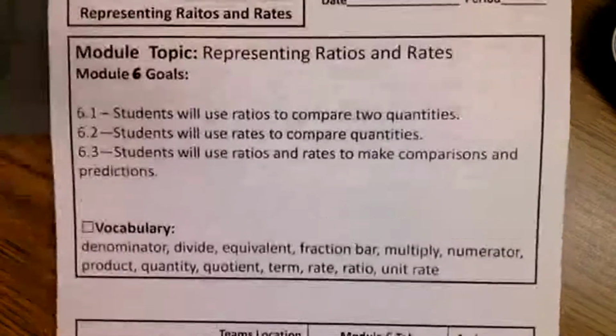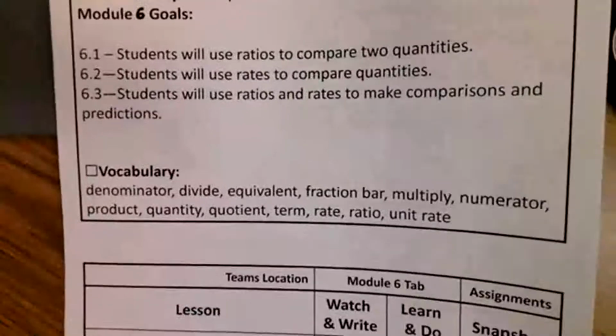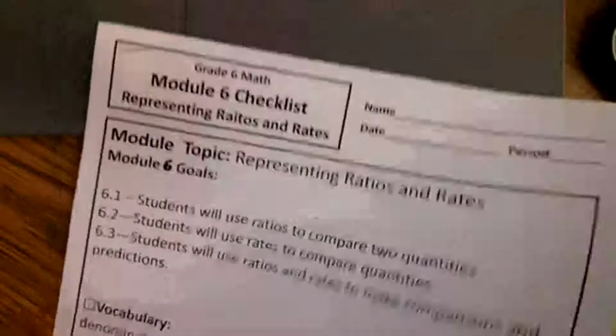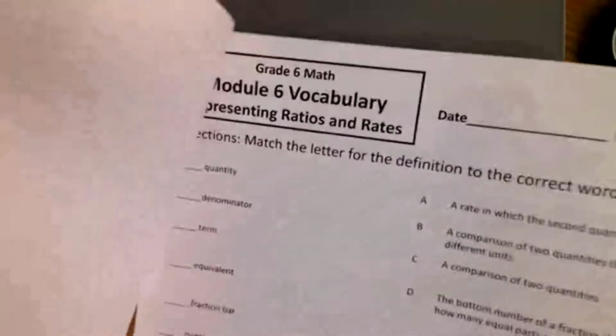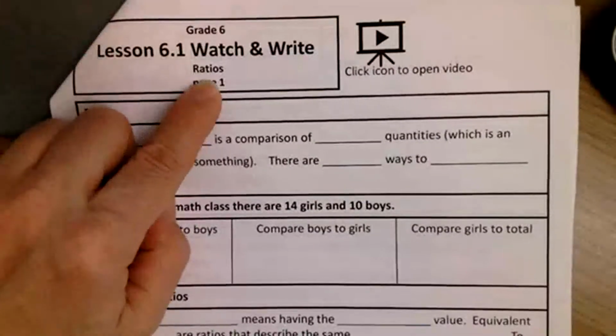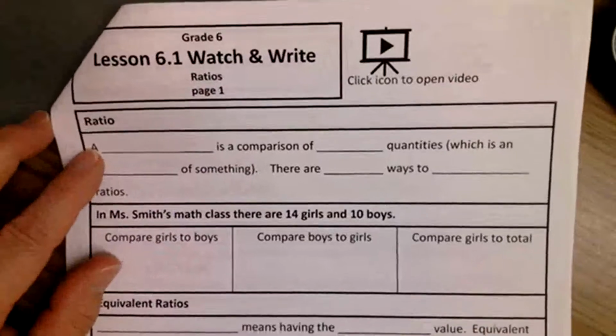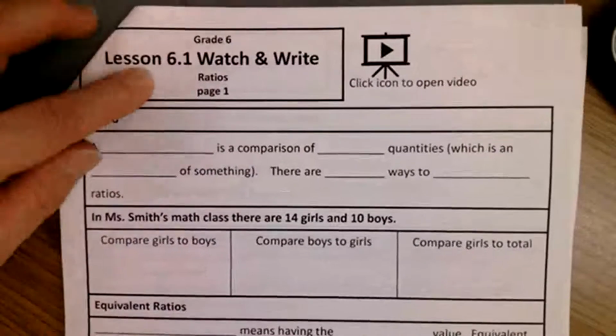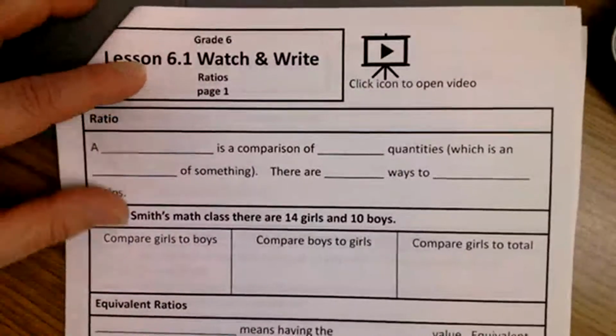This lesson is called Ratios. 6.1 is called Ratios. Okay? So you have your vocabulary page, and then we go to 6.1. In this lesson, you're going to learn what ratios are. And so let's just start by writing a definition.